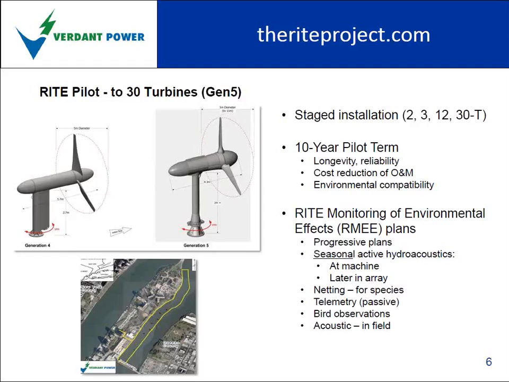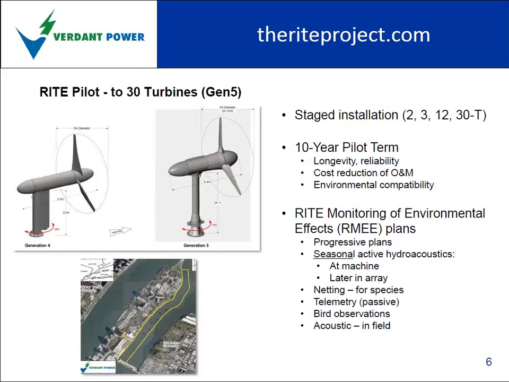So the Gen 5 machine, which is an adaptation from the Gen 4 machine to our newer machine, the 2 side-by-side comparisons are shown there on the left, is a staged installation of first 2 machines, then 3, then 12, and then ultimately 30 turbines in an array format. The machines are 5-meter machines. They are still the 37 kW machines, which are relatively small, which requires that there are multiple in an array, and the rotational speed on the rotors is 37 RPM.